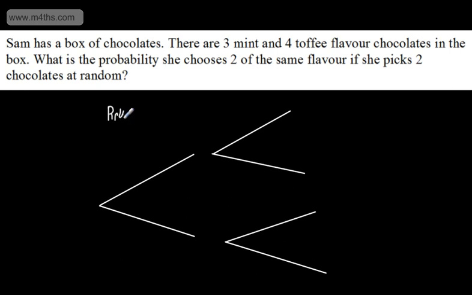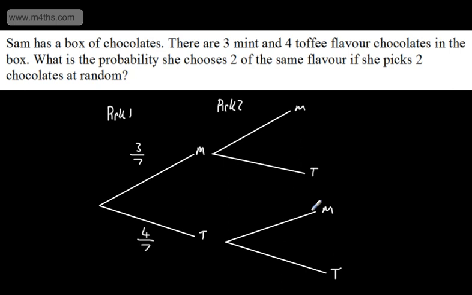So this is pick 1 and this is going to be pick 2. Let's now put mint here, let's put toffee here. The probability of choosing a mint on the first pick is 3 of 7. The probability of a toffee is 4 of 7. These branches will always add up to 1. If we consider now the second pick, we can have mint, toffee, mint, toffee.